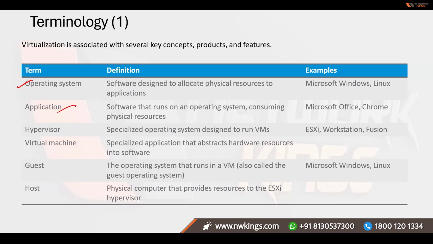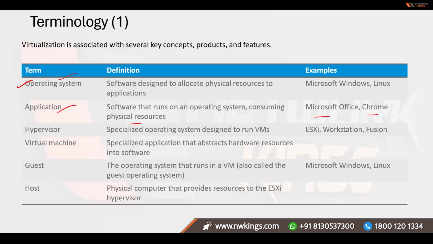Then what is an application? An application is something which consumes the physical resources, as I mentioned here. It is basically software which runs on your operating system and consumes the physical resources. For example, Microsoft Office, Chrome, Word, MS Teams, Zoom, okay, any application.